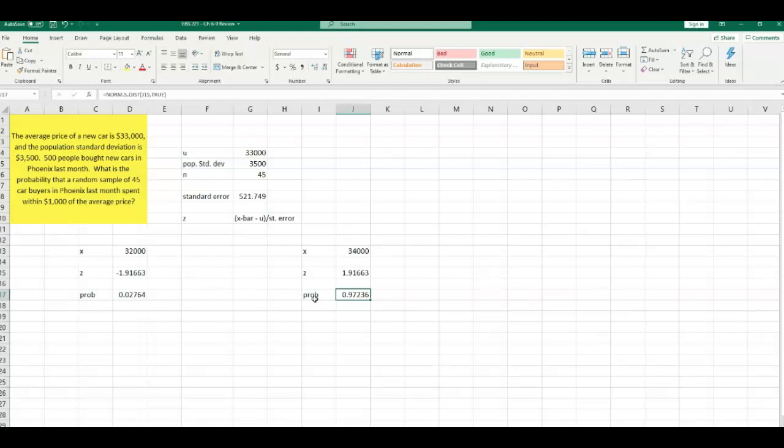Now, to know the probability that it will be somewhere between 32,000 and 34,000, we then just subtract our two probabilities. So we take the 0.97, subtract the 0.02, and we can see that the probability that a random sample of 45 car buyers spending within $1,000 of our average price, that probability is 0.94, or a 94% chance.